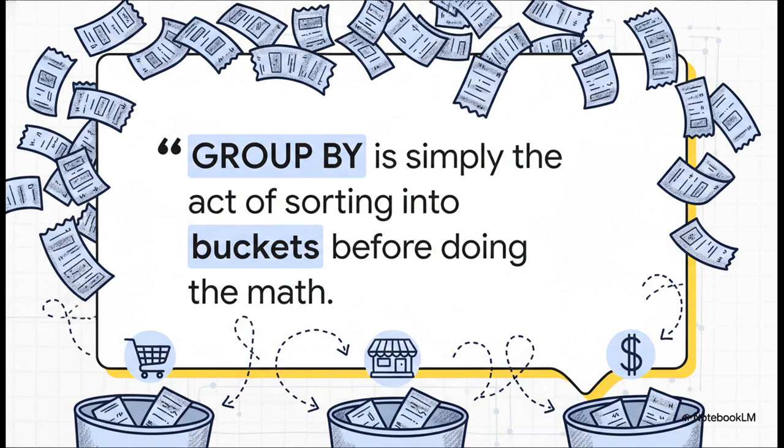Imagine you have a giant, messy pile of receipts. If you wanted to find the average you spent at each store, what's the very first thing you'd do? You'd sort them into little piles, right? A pile for Target, a pile for Starbucks. That's it. That is exactly what group by does. It sorts all your data into neat little buckets before you do any math.